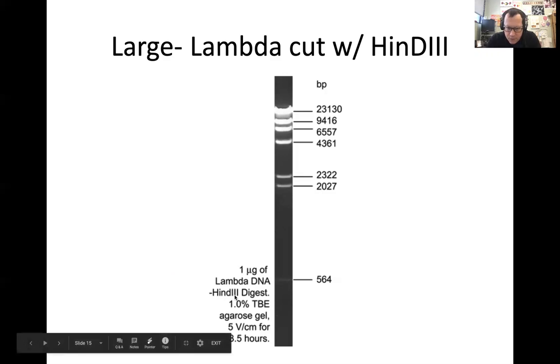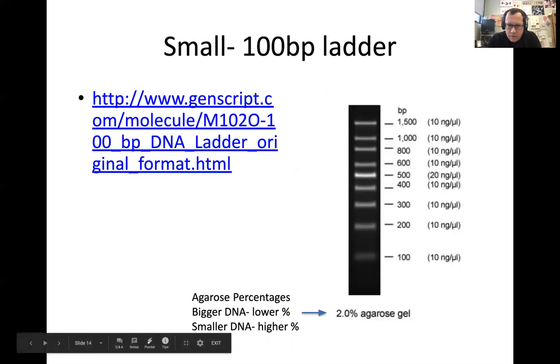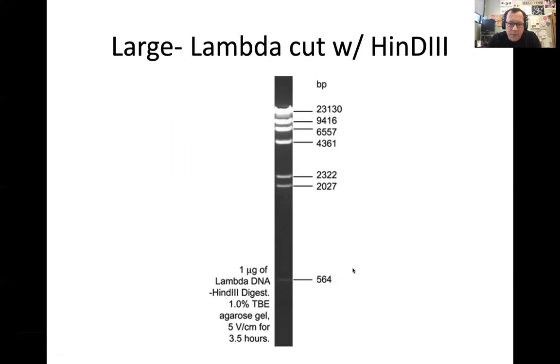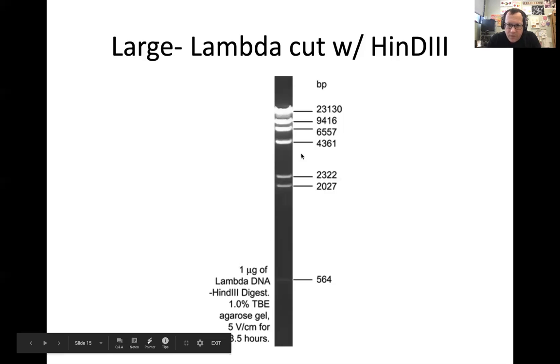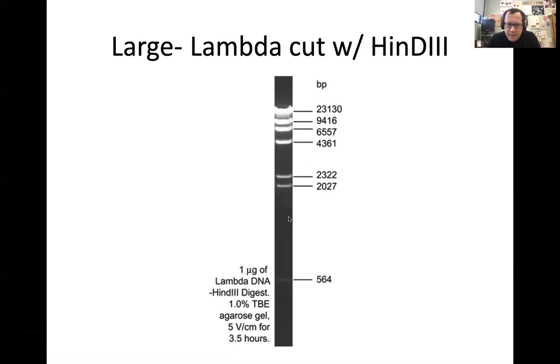And you can see that this one is in a 1% gel, right? This one was a 2% gel. We can see these smaller bands better. This one is a 1% gel. We can make out some of these bigger bands easier.